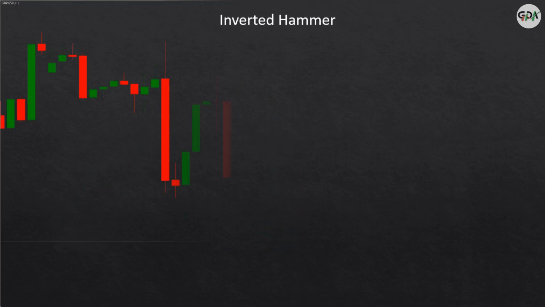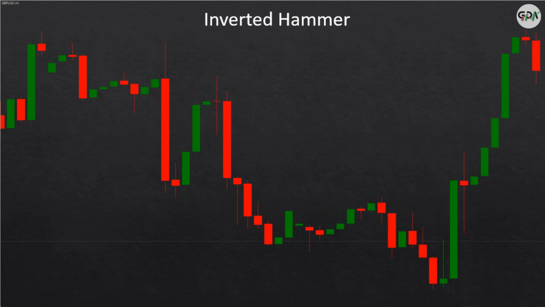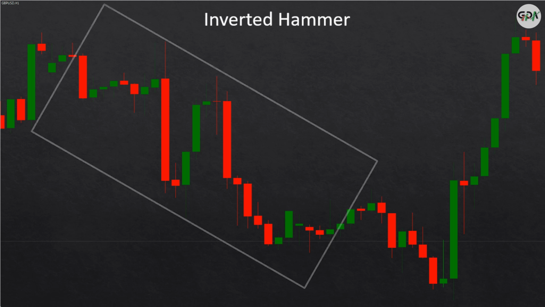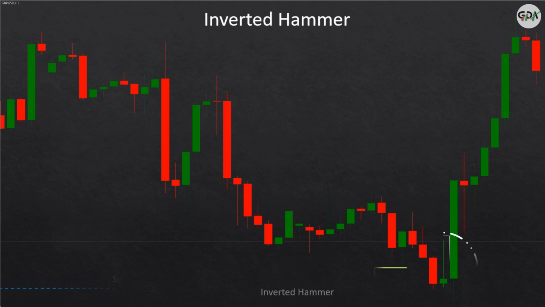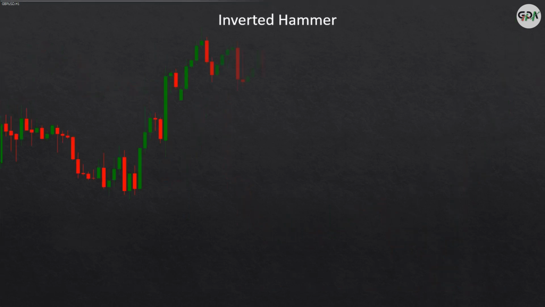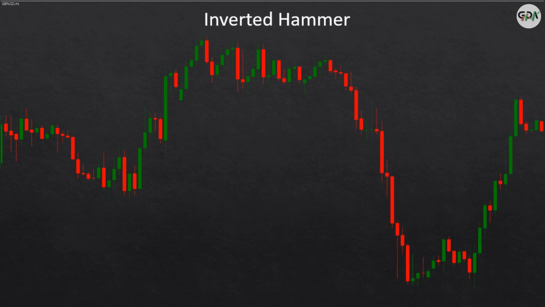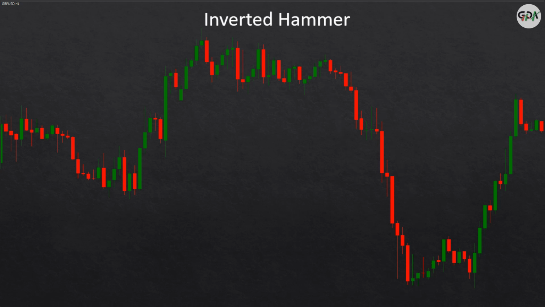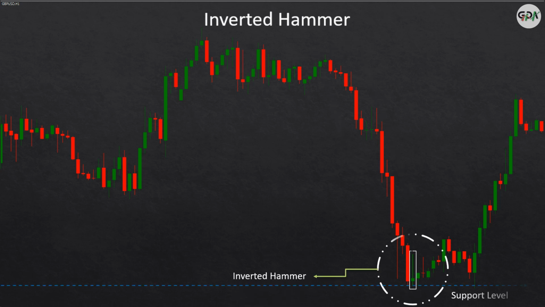Let us see the formation of an inverted hammer in the real chart. The previous direction was down. Sellers have tried to push the price to further lows. Thereafter, an inverted hammer formed at the support level and took the price in the upside direction. This is another example of an inverted hammer. Here we see that the initial direction was down. The inverted hammer is formed at the support level and took the price to the upside direction.